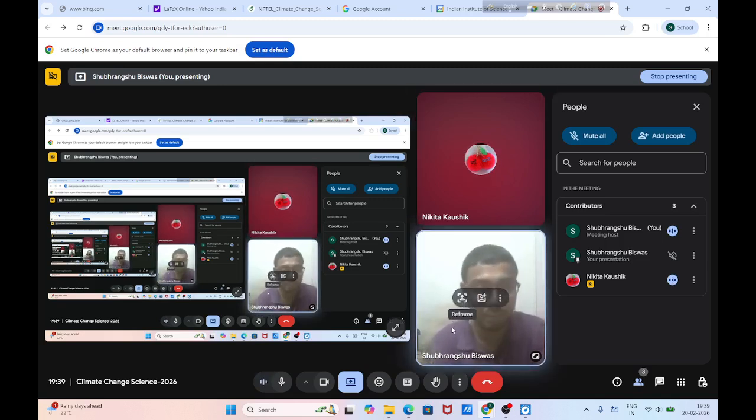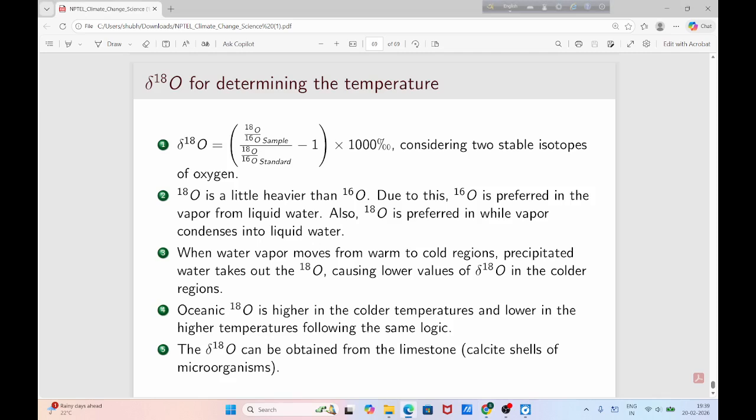That is precisely the logic which we employ here to make reasons for the estimation of the temperature. 18O is preferred while vapor condenses into liquid water, and 16O is preferred when vapor is formed from liquid water. Now, when the vapor moves from warm to cold regions, what will happen? Precipitation. वहाँ तो बारिश होता ही रहेगा because it will condense.